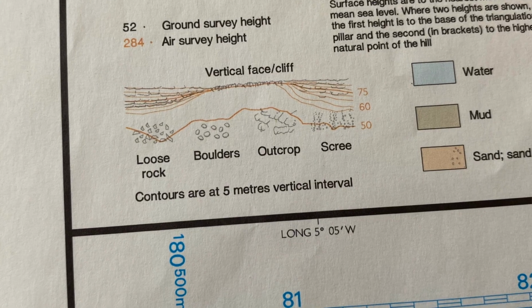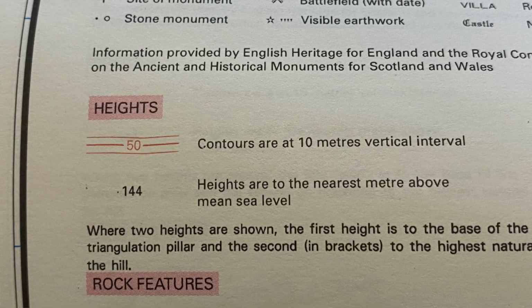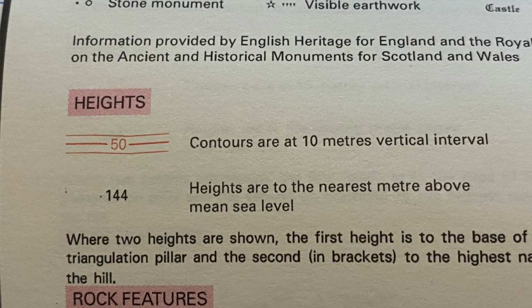Vertical interval. This is the distance between contour lines. On Ordnance Survey maps here in Great Britain, you can get a vertical interval of 5 metres and you can also get 10 metres. So it's always handy to check to make sure which one you're on. The last thing you want to do is go out and climb up a hill thinking it's a certain height, and actually when you get there, it's twice the height.